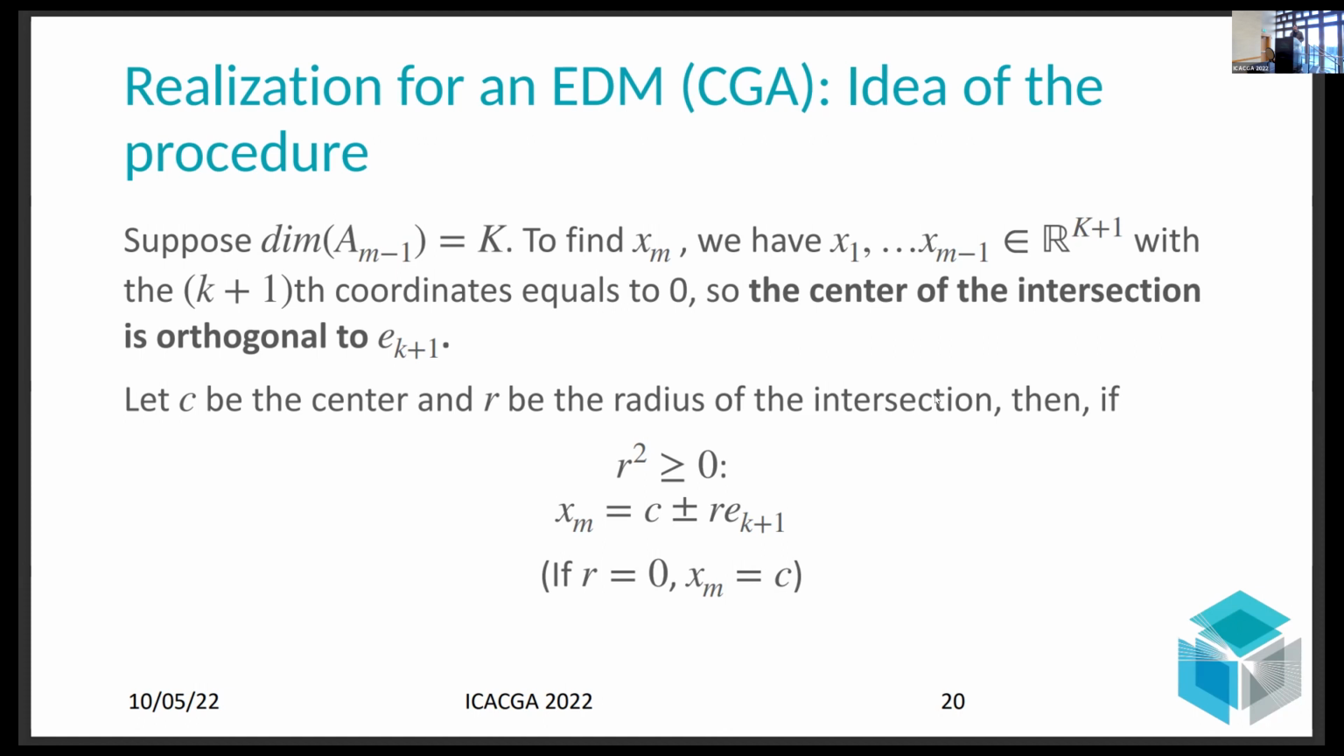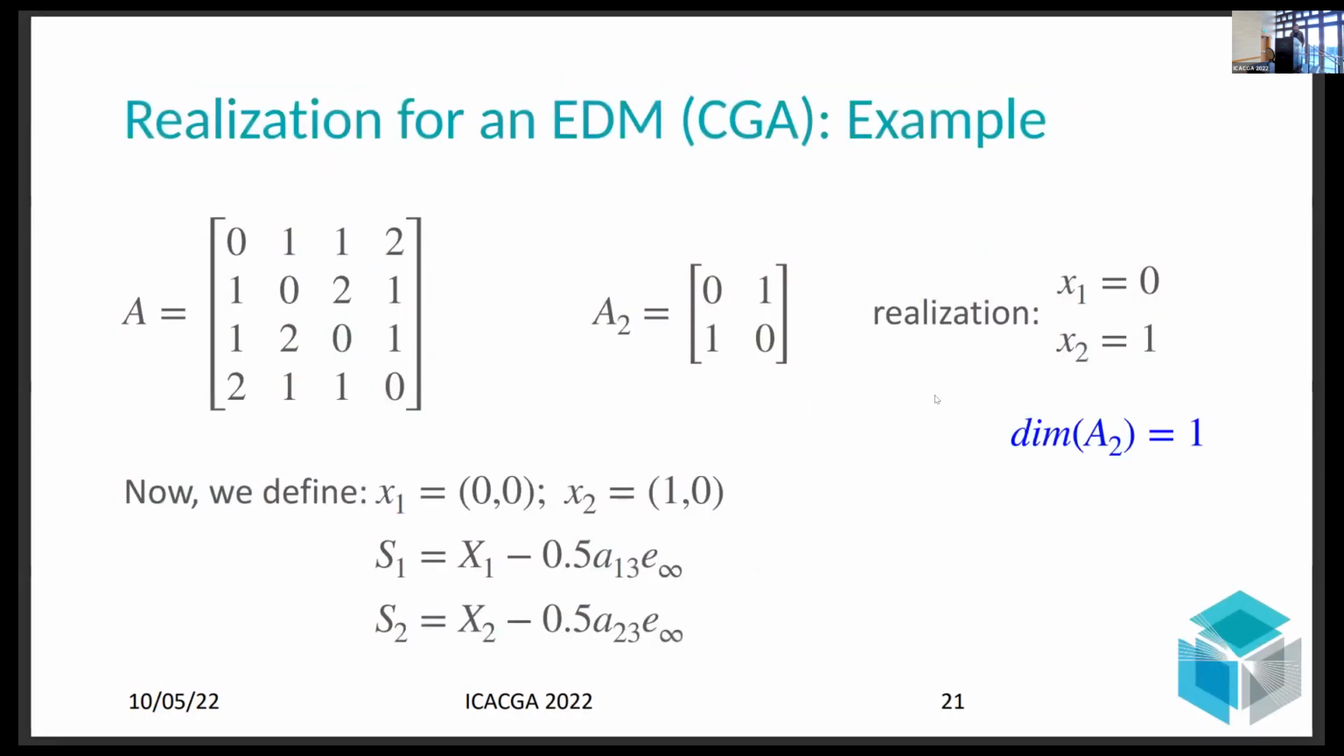Otherwise, if we have a point pair, this will be the center plus or minus the radius times this dimension. Okay, so if you have a point pair, the center will be exactly the center of the point pair, and you go up or down to decide x m.